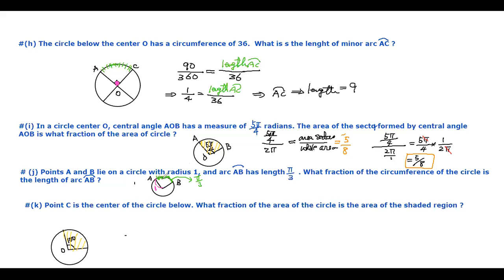I want to see what fraction of the circumference is the length of the arc, okay? So now, let's see here. So the circumference is here, right? Because the radius is 1, what is the circumference? The circumference is 2 pi r, right? So it's 2 pi here. So they tell us the arc AB is pi over 3. So what is that? We just have pi over 3 over 2 pi.